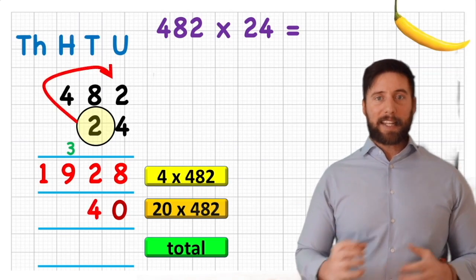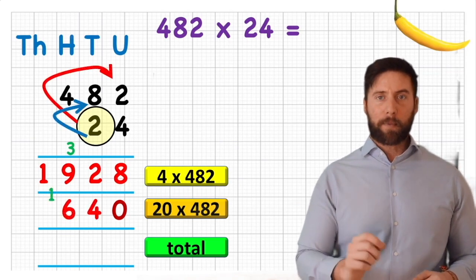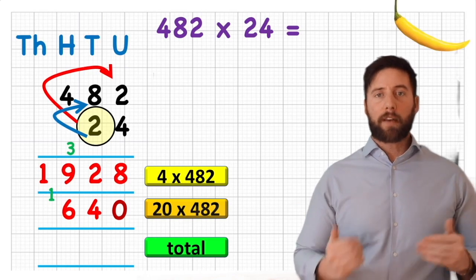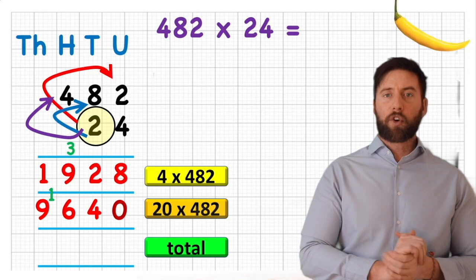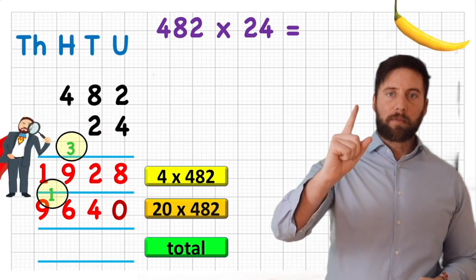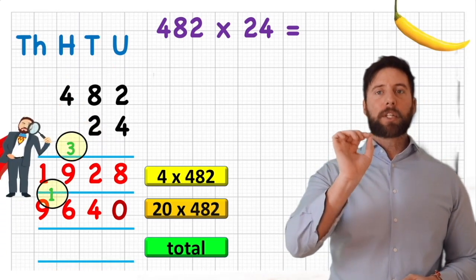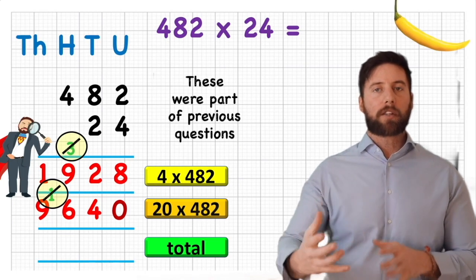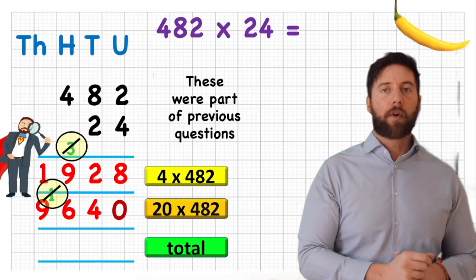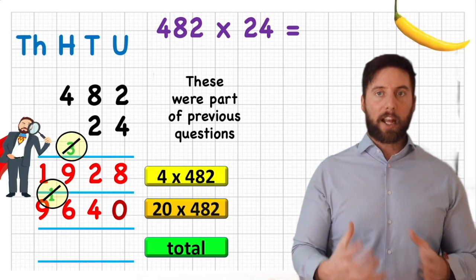2 times 8 is 16, put the 1 across, put my 6 in place, good. 2 times 4 is 8, plus the 1, 9. 9,640. Now here's something really important. Look at these extra numbers that we've got in here. These were helping us solve previous parts of the question. And we should have put a line through them when we're finished with them, okay, like I have.